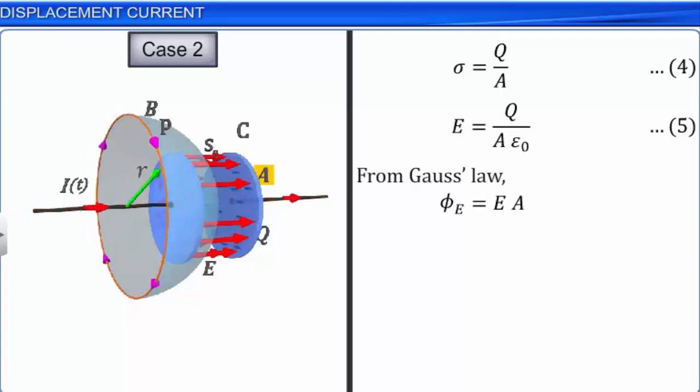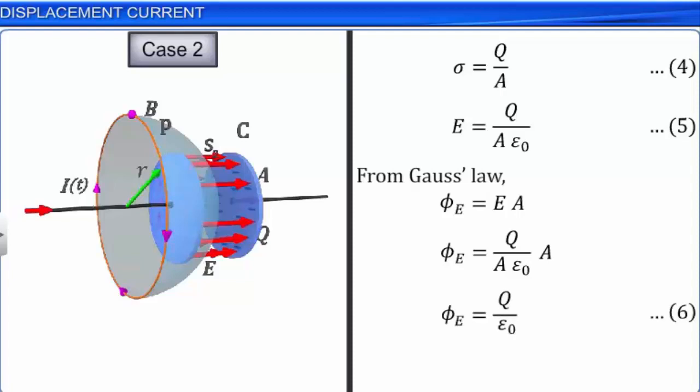On substituting equation 5 in Gauss's law, we get the electric flux, phi E, is equal to Q by A epsilon naught into A. That is, the electric flux through the surface S2 is equal to Q by epsilon naught. Let this be equation 6. Equation 6 can be rewritten to get the charge on the plates of the capacitor, that is, Q is equal to phi E into epsilon naught.